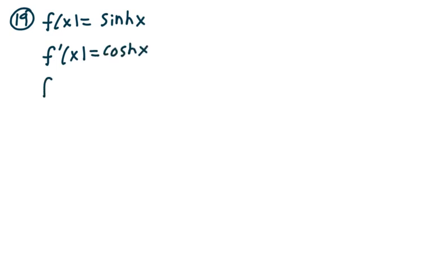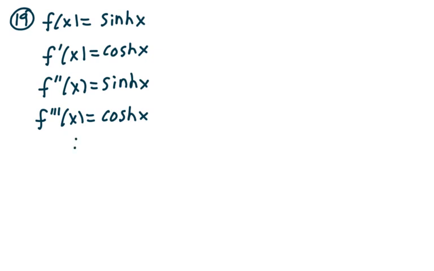So my function is f of x equals hyperbolic sine of x. Take the derivative, we get hyperbolic cosine x. F double prime of x is hyperbolic sine of x. F triple prime of x is hyperbolic cosine x. And it's going to keep going in this pattern, right? The nice thing with the hyperbolics is we don't have to worry about the alternating of signs. You'll see what I mean in a minute.